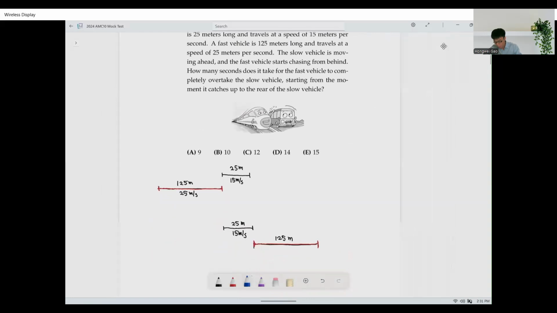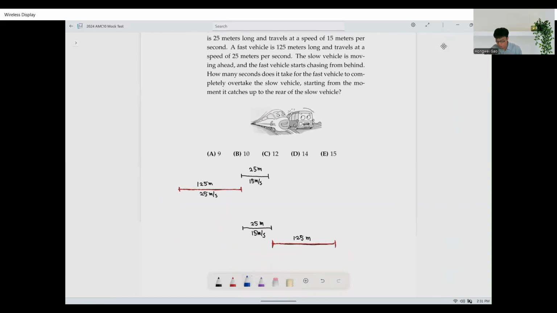Let's think about the picture relative to the slow vehicle. So relative to the slow vehicle, the fast vehicle needs to catch up such a distance. If you look at the front of the fast vehicle, let me mark A. The change of the distance is the sum of their lengths, 25 meters plus 125 meters. Totally, it is 150 meters.